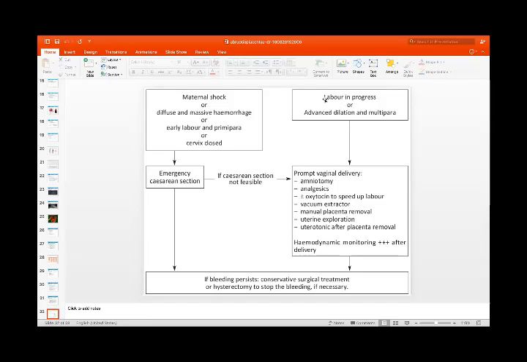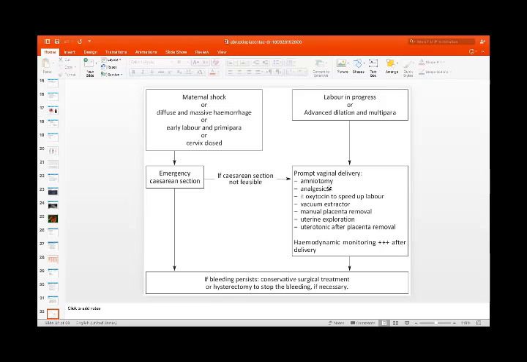So either the patient is not in labor or the patient is in labor. If patient not in labor, then emergency cesarean section. And if emergency cesarean section is not feasible, there are some reasons. Either the anesthetist is not available or there is some problem. Then you will do prompt vaginal delivery. So you will expedite the delivery by early ARM, start Syntocinon, and give analgesia. As soon as she is fully dilated, you will apply vacuum and deliver. When you remove the placenta, you have to explore the uterine cavity, inspect the placenta to see that it has come out completely, and continue monitoring even after delivery.